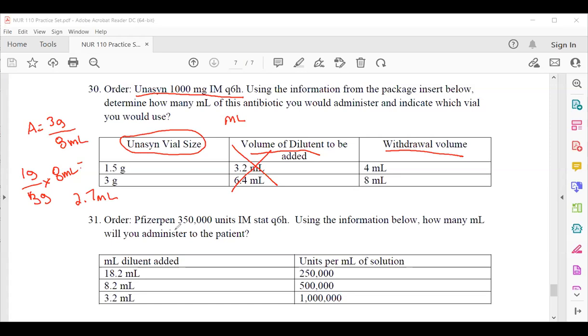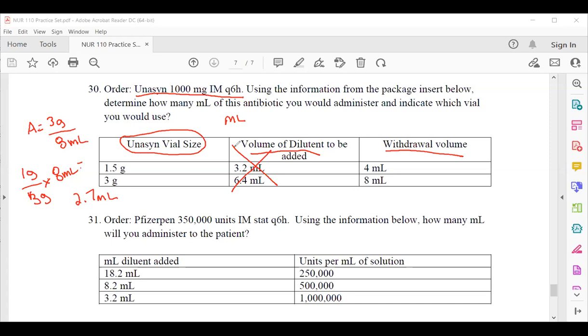So this is a unique variation of a reconstitution type question. You're going to see a similar question down here, but this time it's going to be in units. Oh, go ahead, Mara. I was just going to say, I have never seen a question written like this for the reconstitution. So I'm super confused.